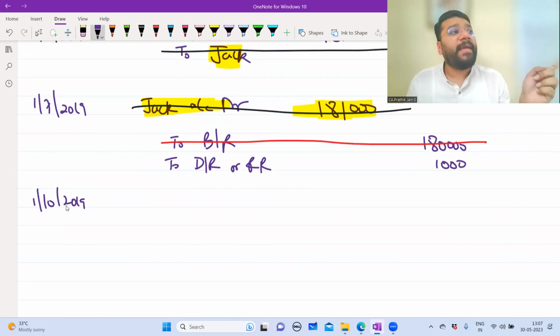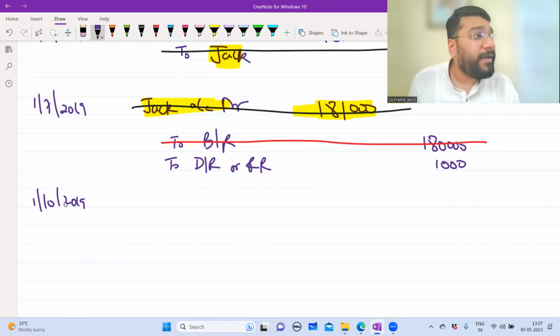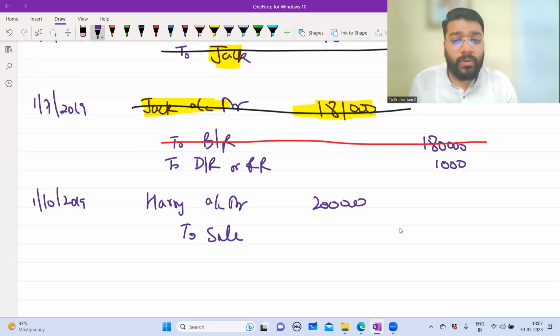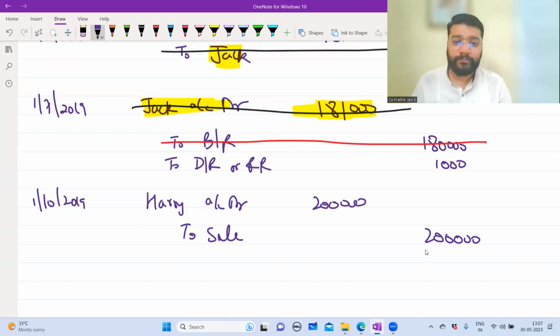On 1/10/2019, Gorgi is selling. It is a credit sale. So what is the credit sale entry? Sir, Harry account debit to sale. What value? 2 lakh. Online people, any problem? No, sir.